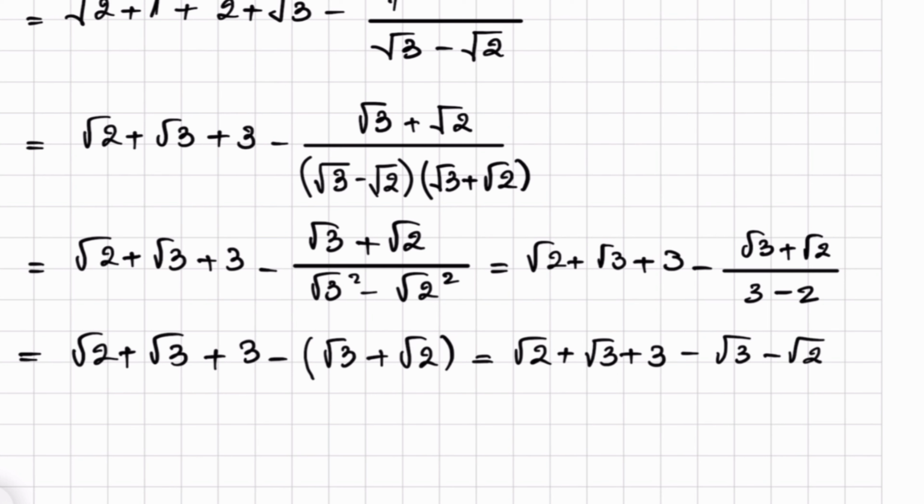Okay, and then we can cancel this out, and square root of 2 minus square root of 2, then the answer will be 3. Okay, so finally we got the answer which is equal to 3.